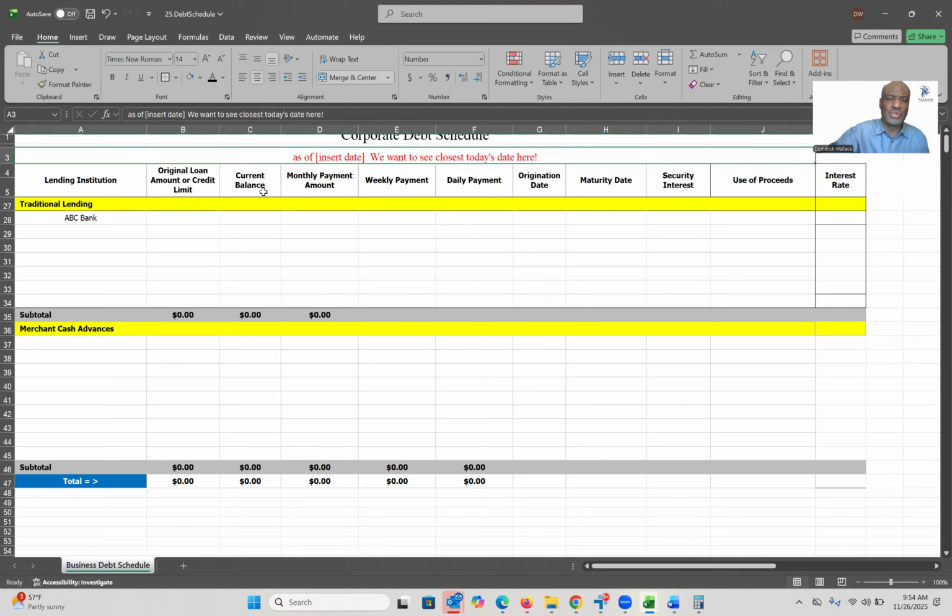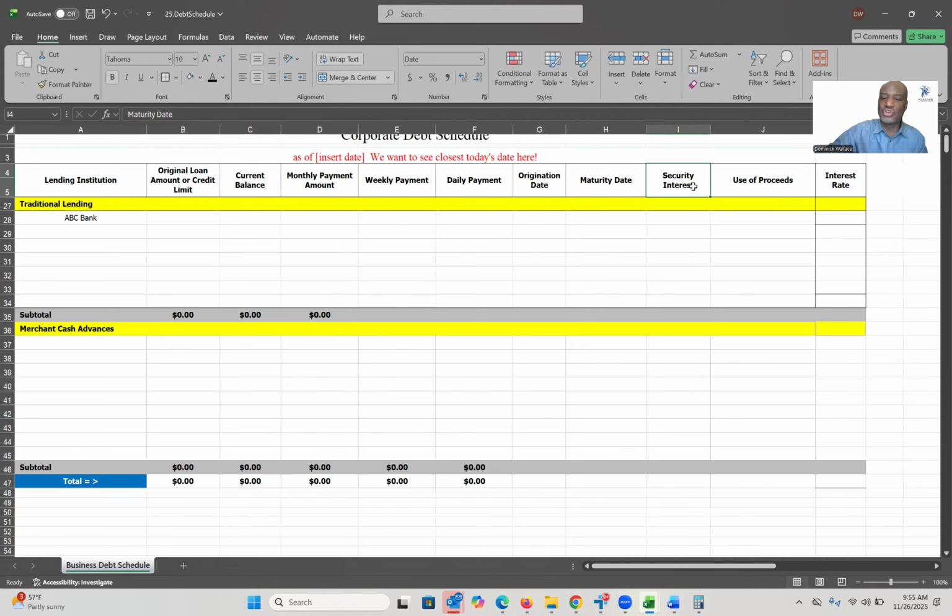All right, and again, we talked about the monthly payment, weekly payment, or daily payment, whichever one it is. The origination date is when the loan or terms have been provided to you. And then the maturity date is the date that it's due to be paid off.